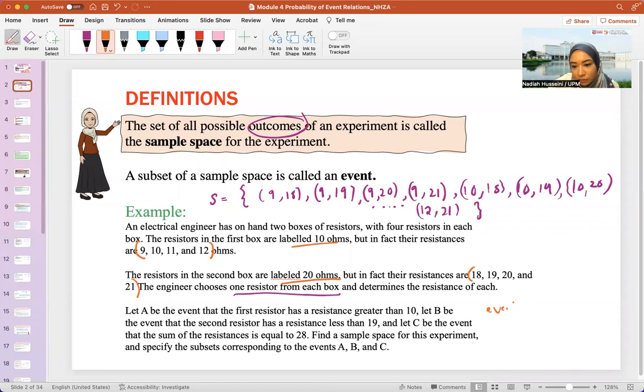Let me write event A. What is event A? Can someone tell me? The first resistor has resistance greater than 10. Which one is that? 11 and 12. So all the pairs that have 11 and 12 as the first resistor will be event A. So 11, 18; 11, oops. I need more space.